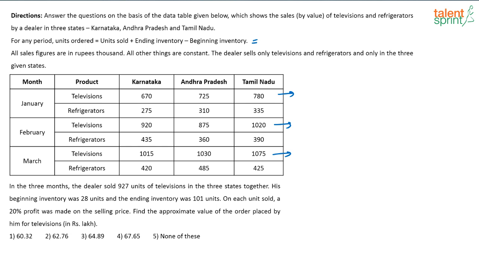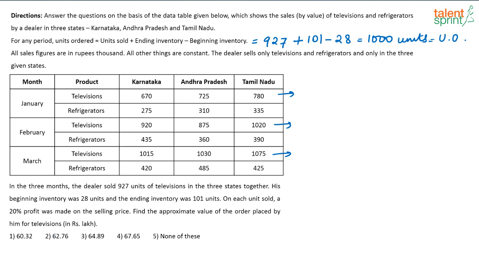Units ordered is equal to units sold, that is 927 plus ending inventory is 101, beginning inventory is 28, or what is this equal to? 1028 minus 28, that's nothing but 1000 units. So how many units have been ordered? Units ordered is 1000 units. Okay, so this is the units ordered. Now on each unit sold, a 20% profit was made on the selling price. Find the approximate value of the order placed.